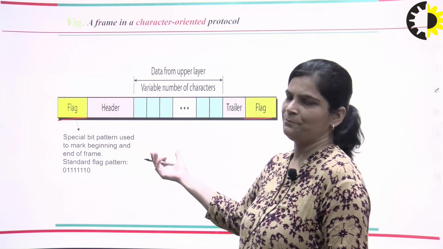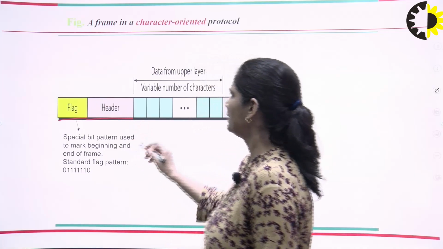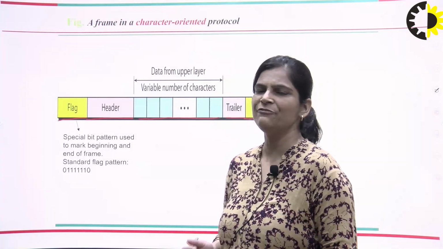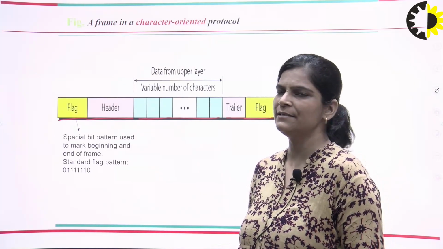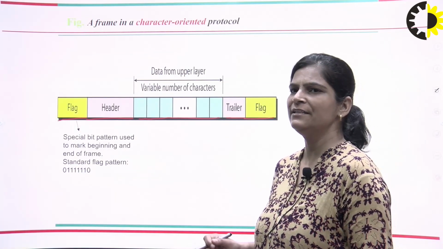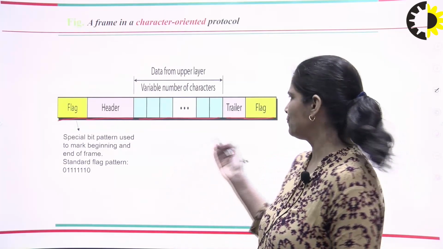Here in the frame there is a header, then the data, and then a trailer. Trailer means if we want to add some extra bits in this frame, we can use the trailer, or we can provide a sequence in this frame with the help of the trailer.